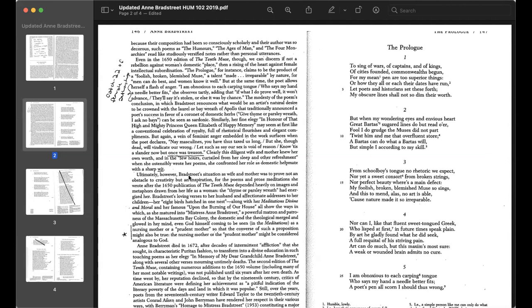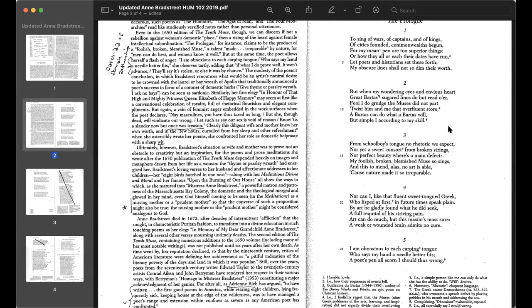She's saying, I don't have the skill that they have. Nevertheless, she says, my obscure lines shall not dim the worth of the poets and historians who write these epic things. Nevertheless, I do have something to say. And throughout, she maintains this tone of modesty in the second stanza. "When my wondering eyes and envious heart, great Bartas' sugared lines do but read o'er, fool, I do grudge the muses did not part 'twixt him and me that overfluent store. A Bartas can do what a Bartas will, but simple I according to my skill."